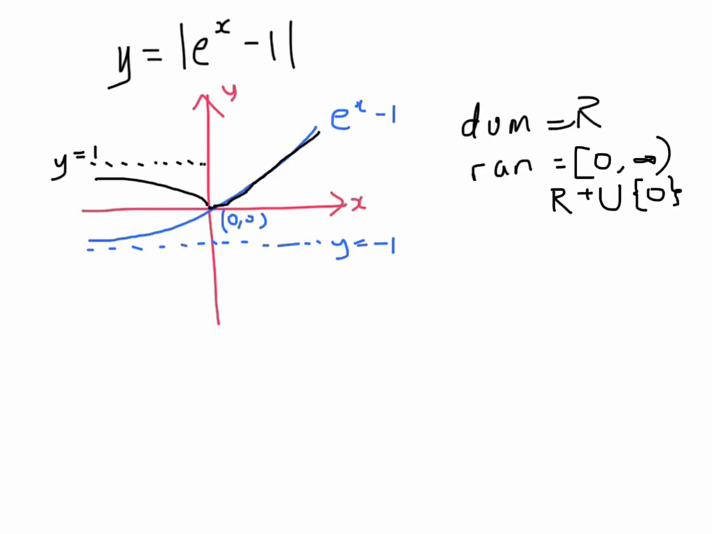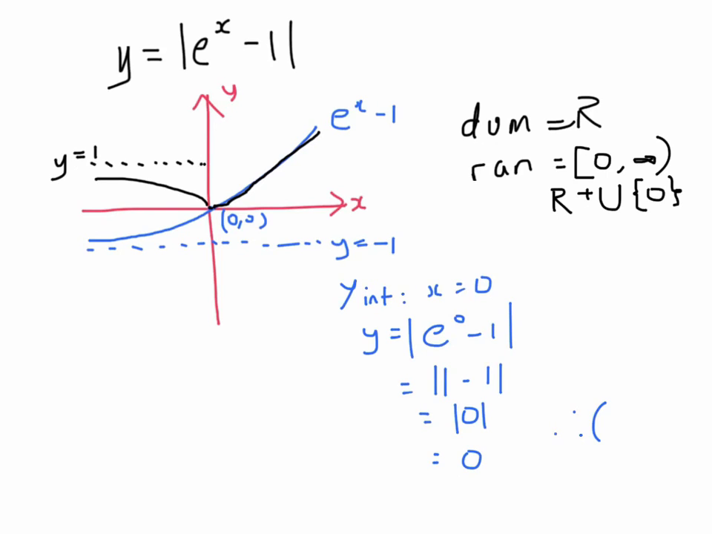For the y-intercept, I knew that because I could graph the blue curve without thinking about it, but let's say you didn't. So we'd say the y-intercept is when x equals 0, so y equals e to the 0 take away 1. E to the 0 is just 1, so 1 take away 1 is 0, and the absolute value of 0 is still 0. So therefore our y-intercept is 0, 0, which is the same as the x-intercept.